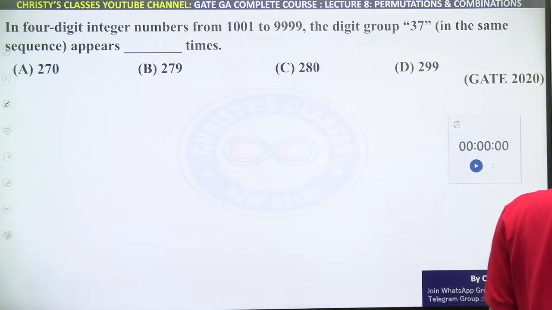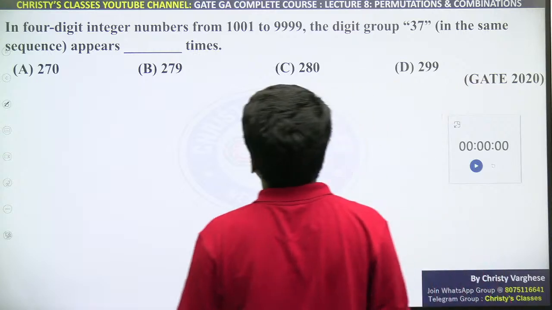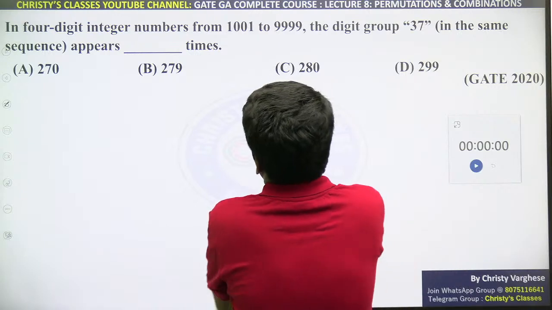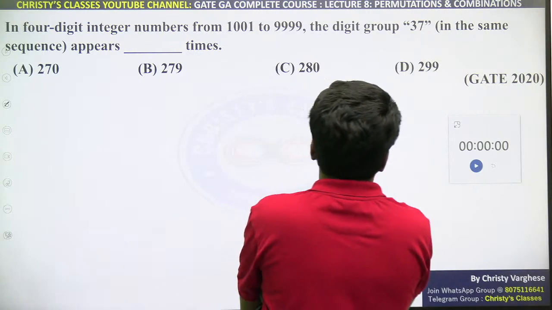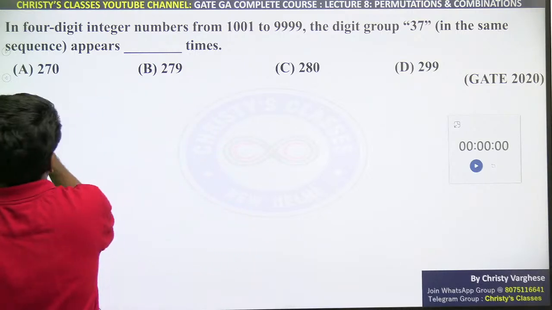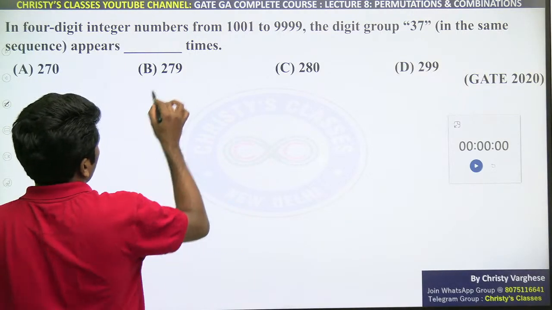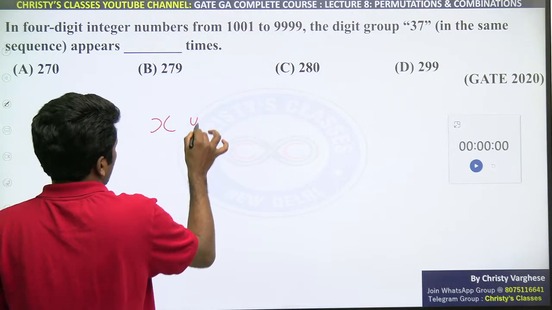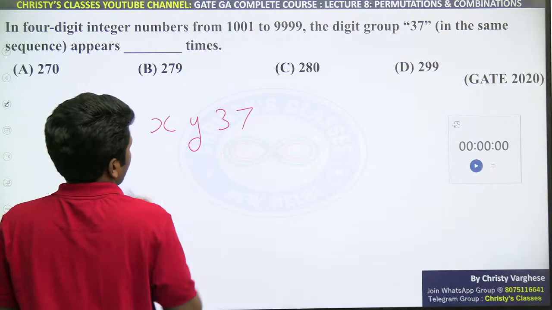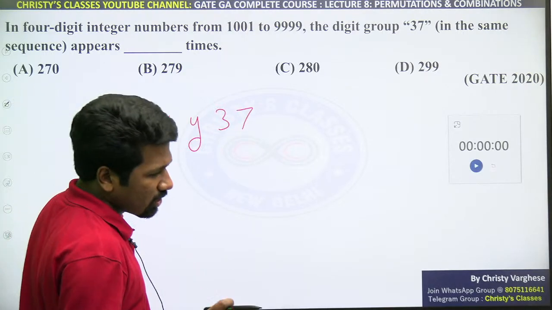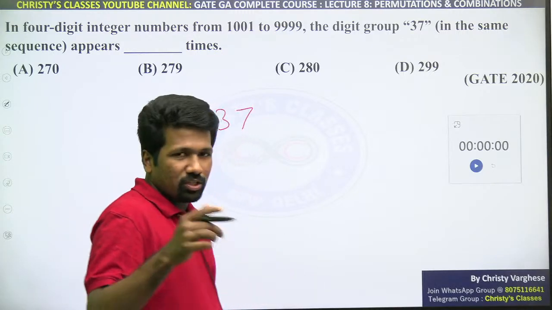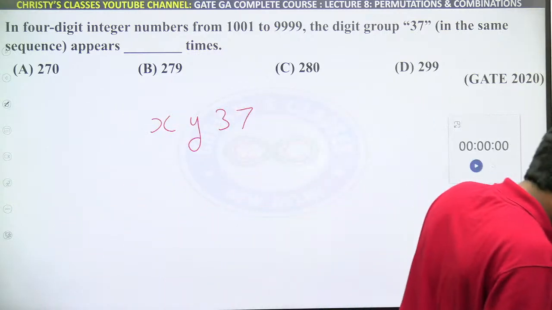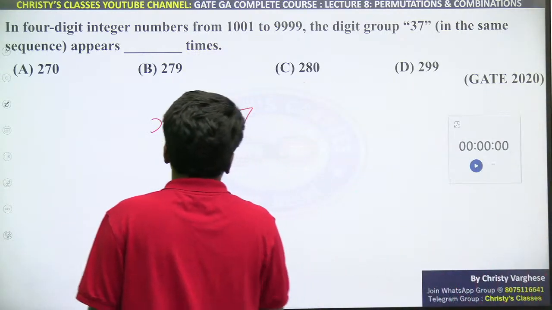Okay, so this question I will explain. In 4-digit integer numbers from 1001 to 9999, the digit group 37 appears how many times? Digit group 37. So here you first need to categorize what all is possible. All 4-digit numbers are allowed. So the first 2 digits can be anything, and the last 2 digits are 37. That is a possibility. The digit group 37 must be in the same order, 307 is not allowed, it must be 37. Are you all understanding?